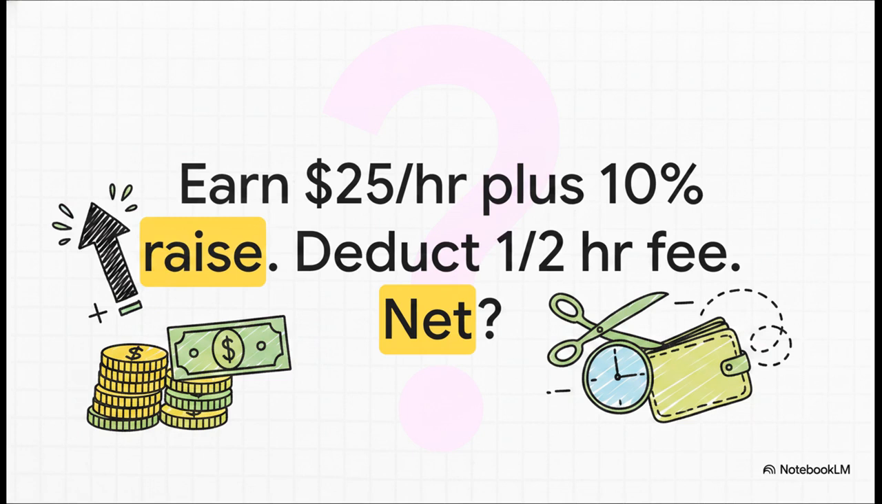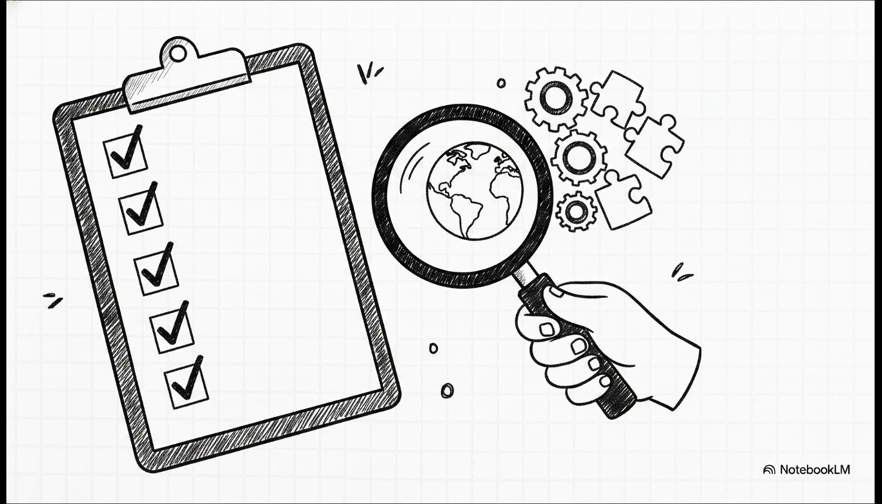Solving this requires you to convert percentages to decimals or fractions, calculate your new base rate, and then apply a rational number deduction. As we wrap up this explainer, ask yourself a few questions to check your work. Did you realize that 10% of $25 is $2.50, making your new rate $27.50? Did you figure out that a half-hour deduction at that new rate is negative $13.75? If you put all those pieces together carefully, you'll find your exact net pay for that hour.